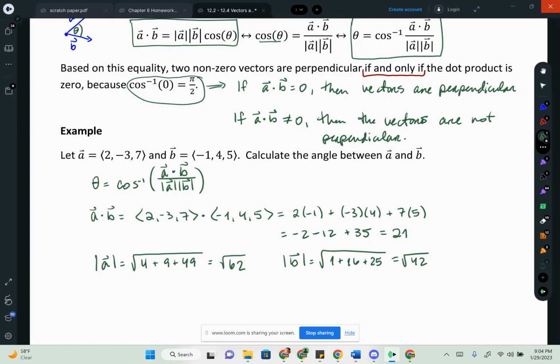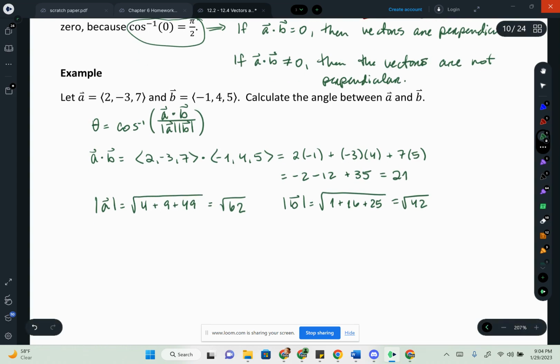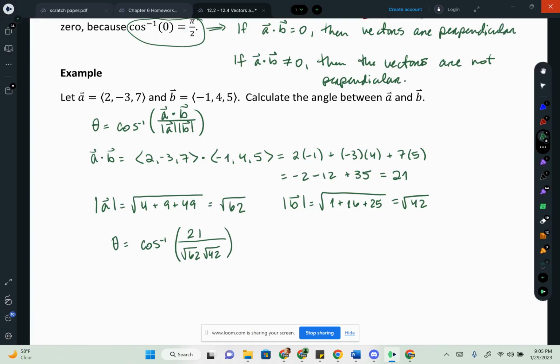I'm looking at my work. Apparently I can't square in my head, but I got this right now. I'm just going to need my calculator to calculate things. So now I'm going to plop everything in. Theta is going to be cosine inverse of the dot product, which was 21, divided by the square root of 62 times the square root of 42. I'm going to make sure that I'm in degrees, just because this time I want to have degrees. And I want to find the cosine inverse of 21 divided by the square root of 62 times the square root of 42.